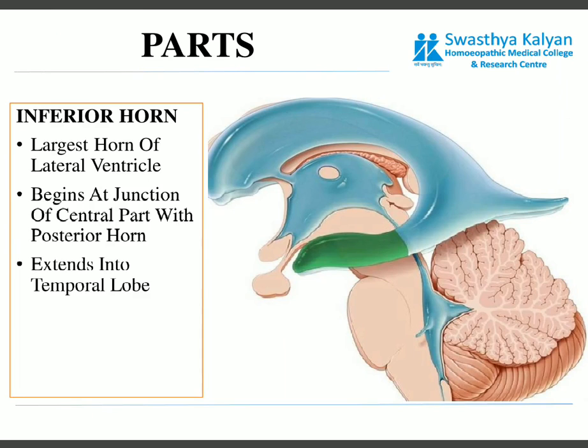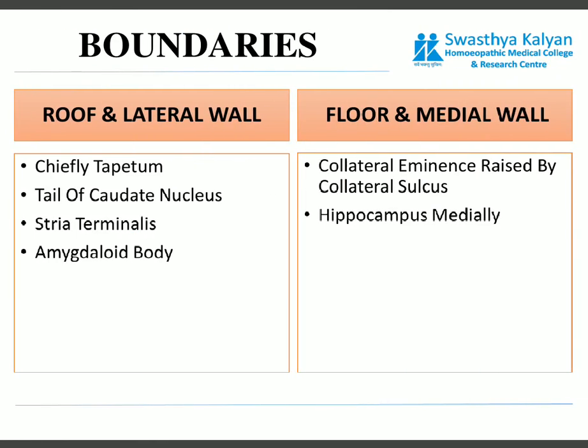Another part of the lateral ventricle is the inferior horn, and that is the largest horn. Its beginning is at the junction of the central part with the posterior horn. So where the central part of the lateral ventricle and the posterior horn join, from this junction the inferior horn starts and it extends into the temporal lobe. The roof and the lateral wall are formed chiefly by the tapetum, the tail of the caudate nucleus, the stria terminalis, and the amygdaloid body.